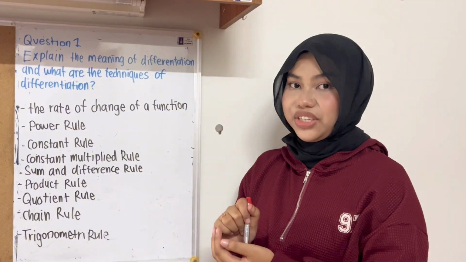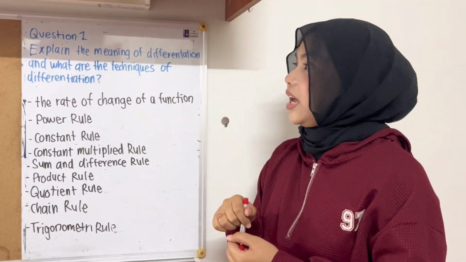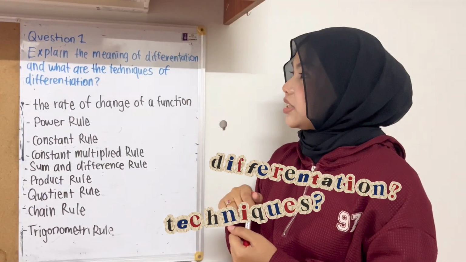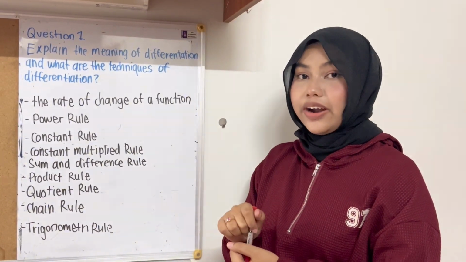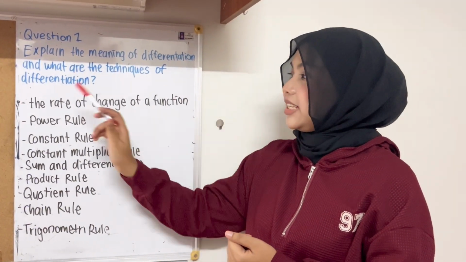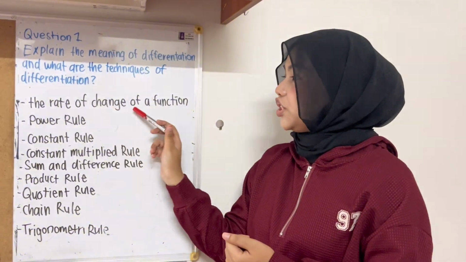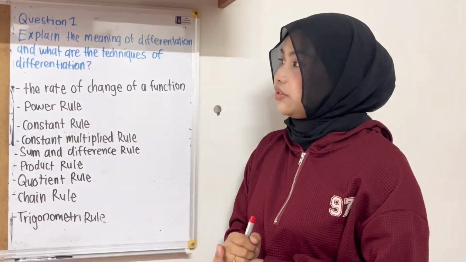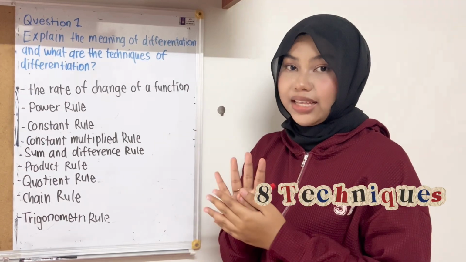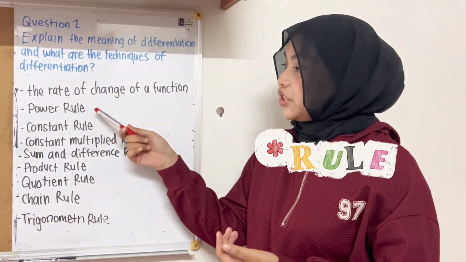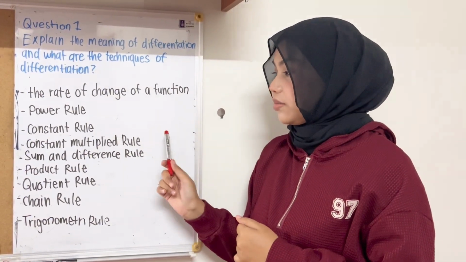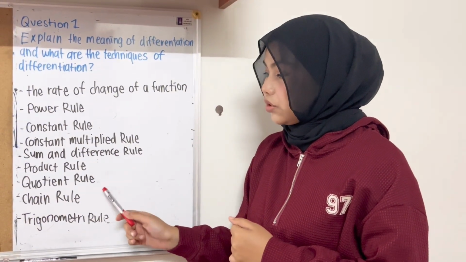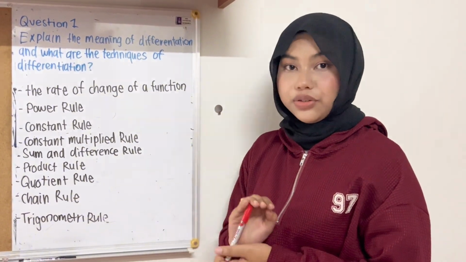This is the first question. Question 1 is, explain the meaning of differentiation and what are the techniques of differentiation. Alright, the meaning of differentiation is the rate of change of a function. And as we knew, for the techniques of differentiation, we have 8 techniques, which are power rule, constant rule, constant multiplied rule, sum and difference rule, product rule, quotient rule, chain rule, and trigonometry rule.